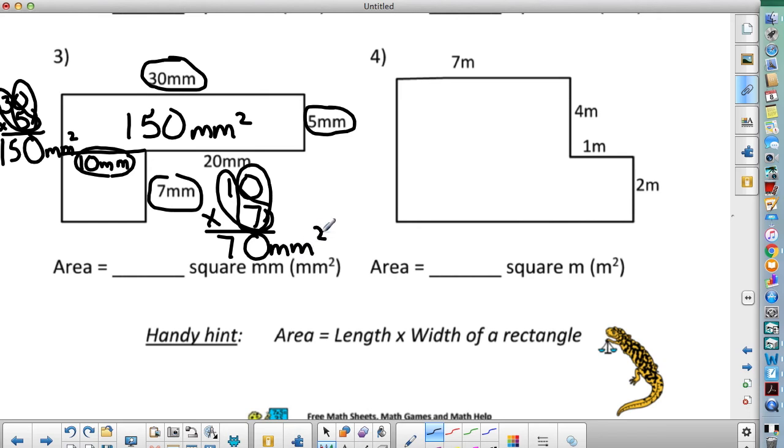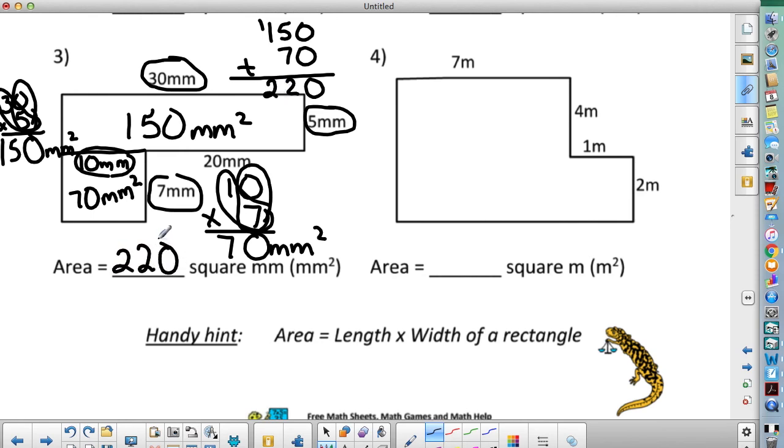So now we have to add the two areas together. That's 150 plus 70. Starting in the ones place, 0 plus 0 is 0. 7 plus 5 is 12. And 1 that we regroup plus 1 is 2. So the total area is 220 millimeters squared.